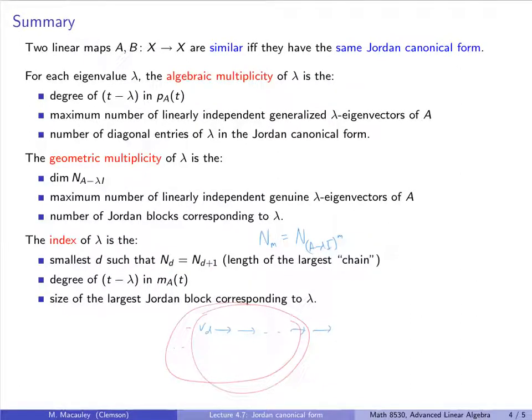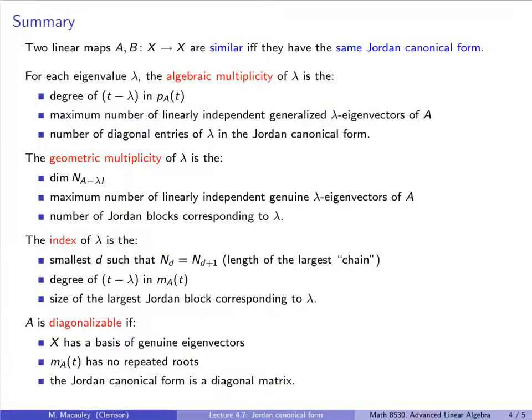Now remember that that's also the degree of t minus lambda in the minimal polynomial, because if you have a vd here, which is d steps away from 0, you need at least d iterations of A minus lambda I to send this all the way to 0. Fewer than this won't work, so the minimal polynomial has to have this in it, and more than it is not necessary, because this will do the trick. Similarly, this is the size of the largest Jordan block corresponding to lambda.